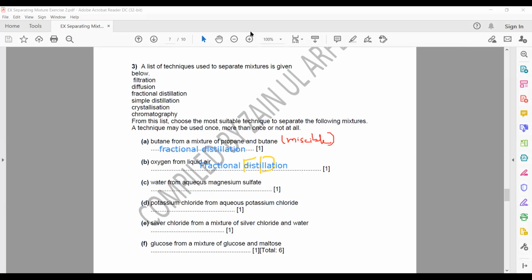Water from aqueous magnesium sulfate. What is the meaning? We need water from salt solution. Aqueous magnesium sulfate means salt solution. So which technique is suitable here?